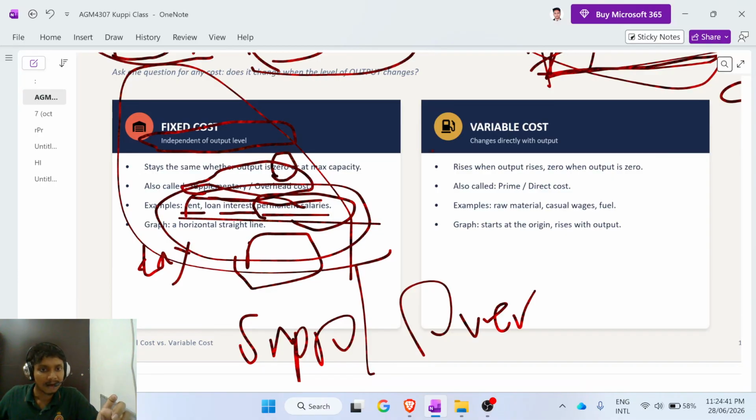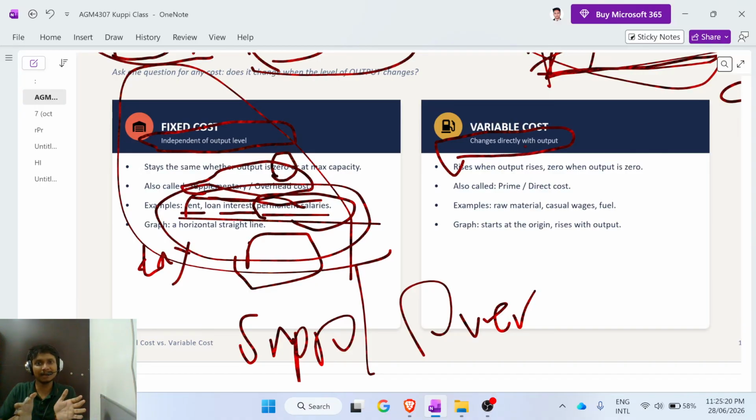Now we can discuss variable cost. Variable cost means it changes directly with output. For example, to make 10 roti I need about 1 kilogram of flour. If I want to make 10,000 roti, I need about 1,000 kilograms of flour. That is the variable cost.